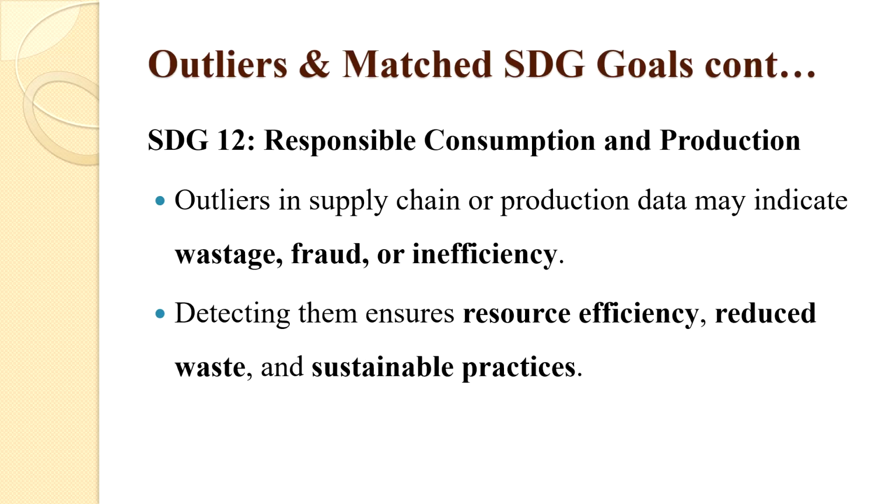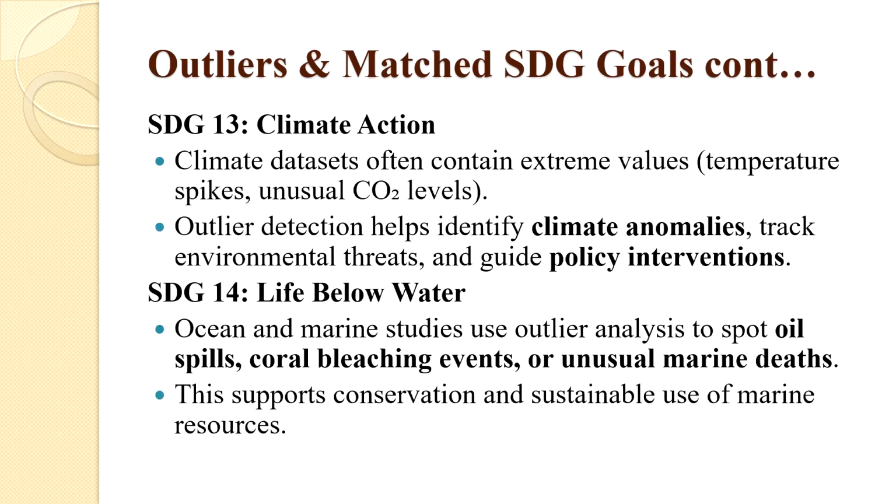Next, it is matched with SDG goal 12, that is responsible consumption and production. Outliers in supply chain or production data may indicate wastage, fraud or inefficiency. Detecting them ensures resource efficiency, reduced waste and sustainable practices. Outlier is matched with goal 13, that is climate action. Climate data sets often contain extreme values. So with the help of the outlier we can detect sudden changes in the weather conditions, so we can easily track the environmental threats and guide policy interventions.